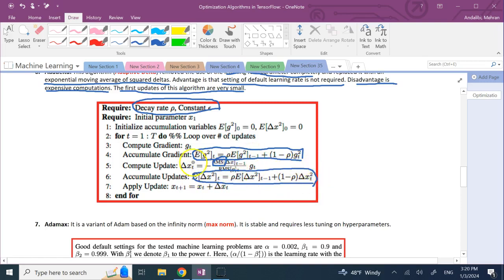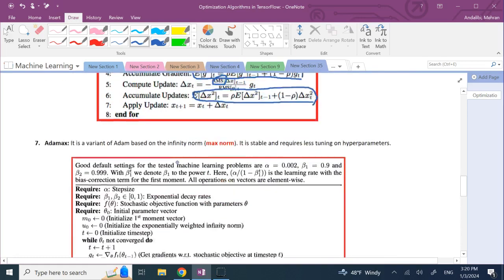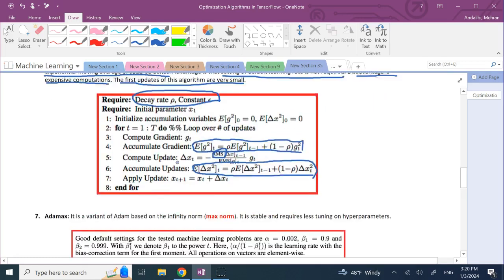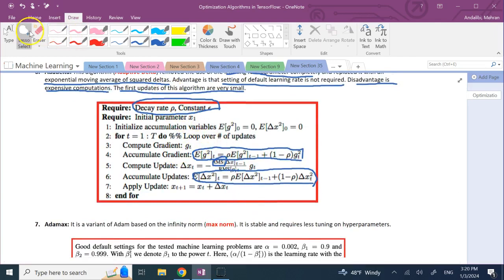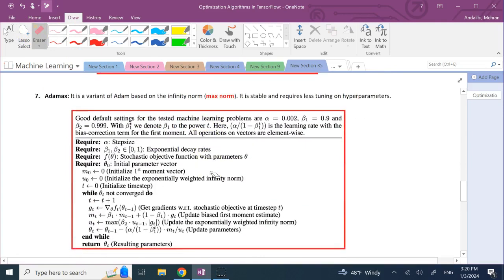So again, I don't want to go through this algorithm, I just want to tell you what it is and show you. If you want, you can look more in depth, find the paper and see what it does.